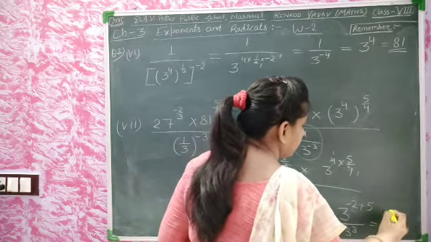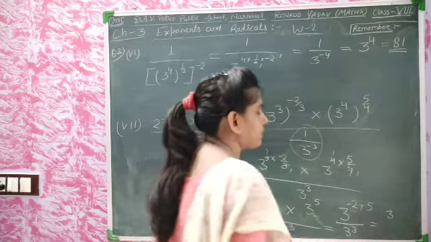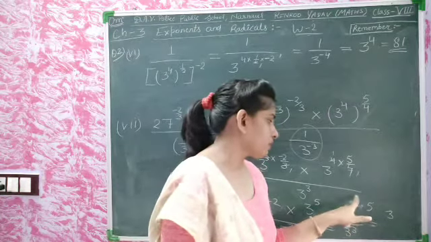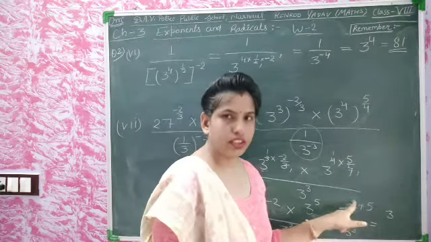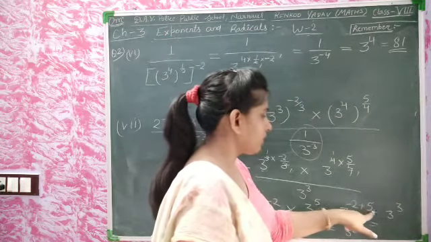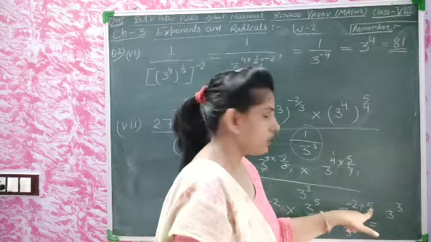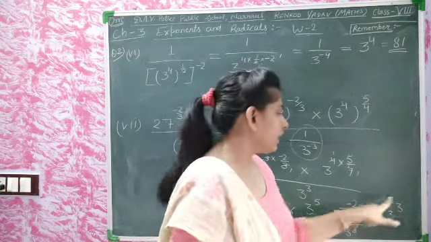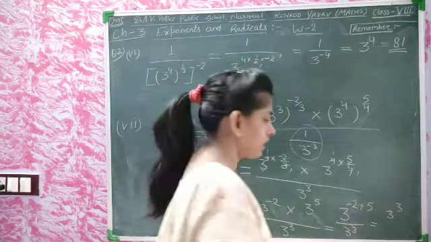We will get here 3 to the power minus 2 plus 5. Different signs, it means we will take the difference of the two numbers, 5 and 2, which is 3, and we will take the sign of the largest number. यहाँ largest number के सामने positive sign है. It means answer में भी हम positive sign देंगे.